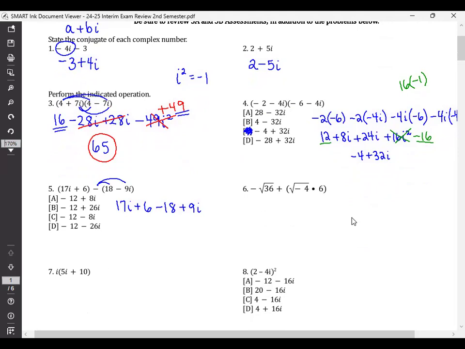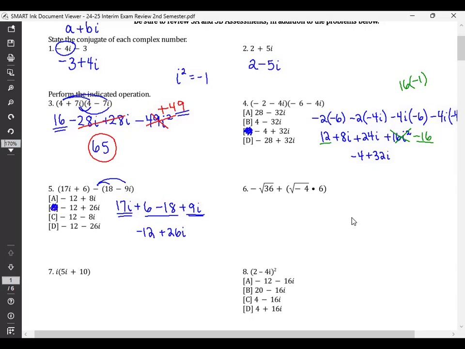So I'm going to start with my real numbers, which are right here in the middle this time. So 6 minus 18 is -12. And then 17i plus 9i would be 26i. So -12 plus 26i, you should choose B.